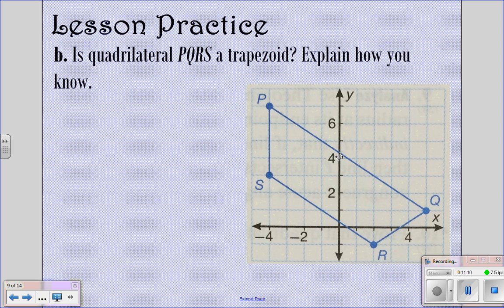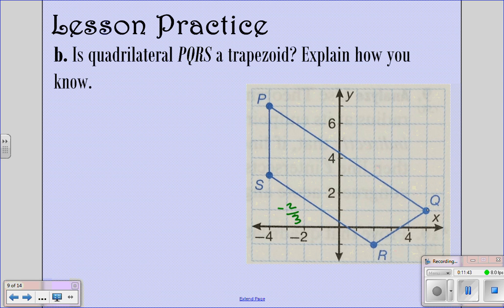Y'all try this one, and then I'll go over it. Is it a trapezoid? So this one could be a trapezoid or possibly not. We need to find the slope of the sides. We know that PS and QR are obviously not parallel just by looking at it. Measuring the slope of SR, we're going to go up 1, 2, 3, 4, and then over 1, 2, 3, 4, 5, 6. So 4 over negative 6 would be negative 2 over 3.